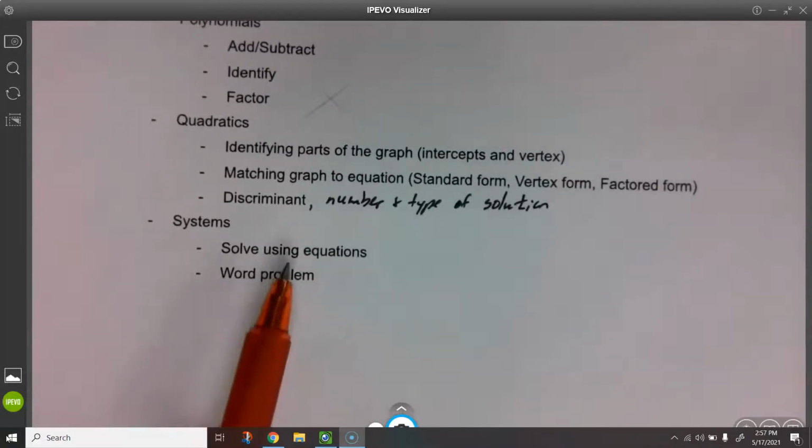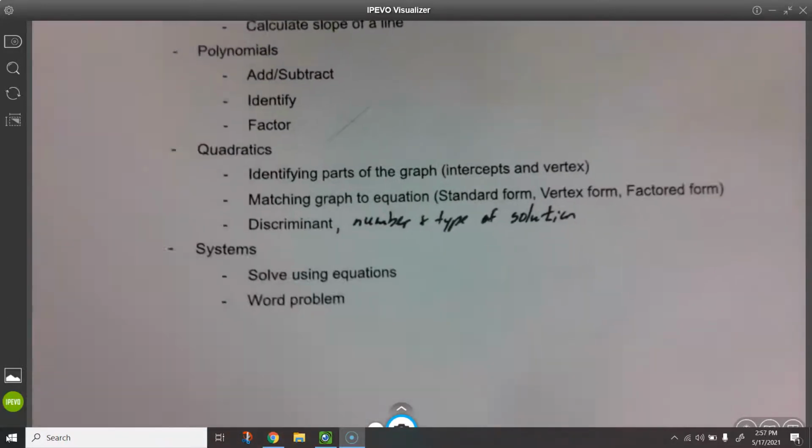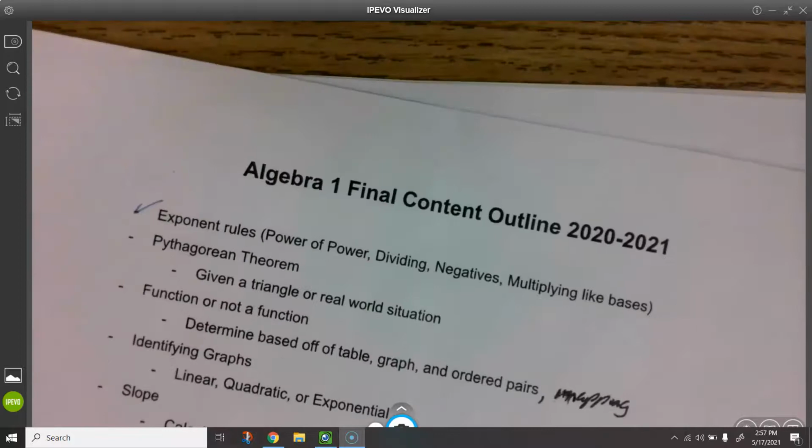The last thing we're going to do is actually one of the first things we did for the semester, to solve equations, solve systems of equations, and then also do a word problem. So let's refresh our memory on that. That's been a little longer ago.